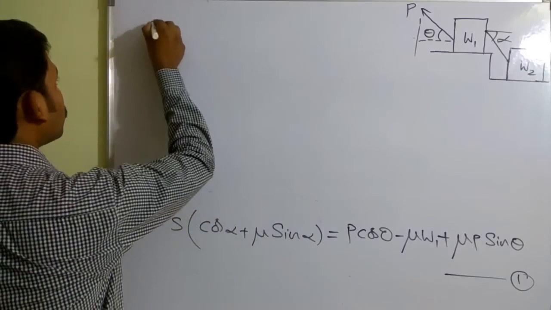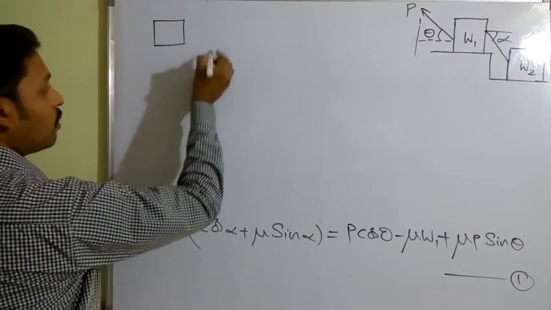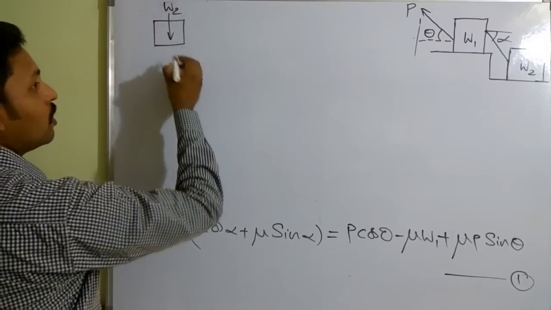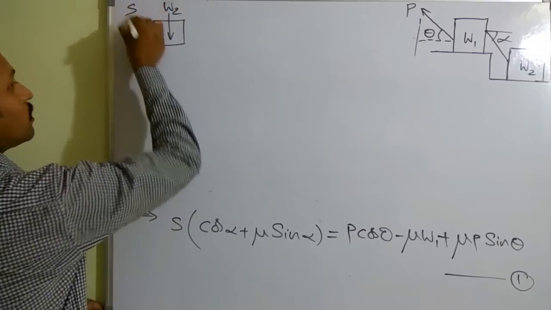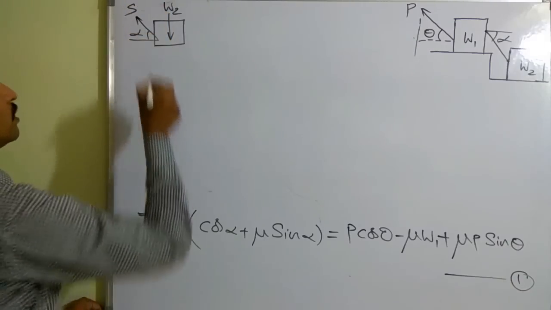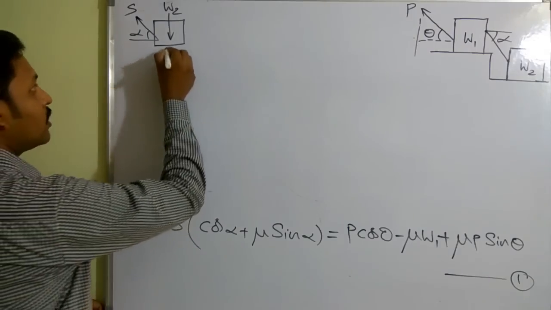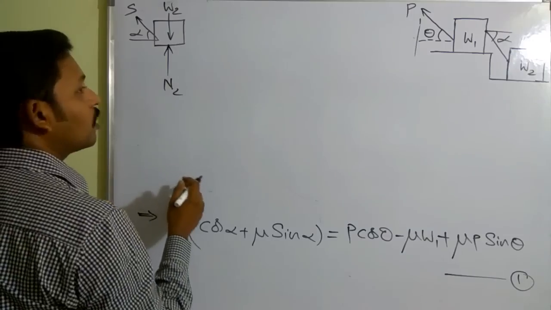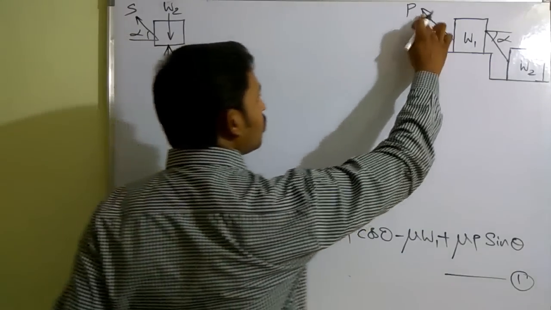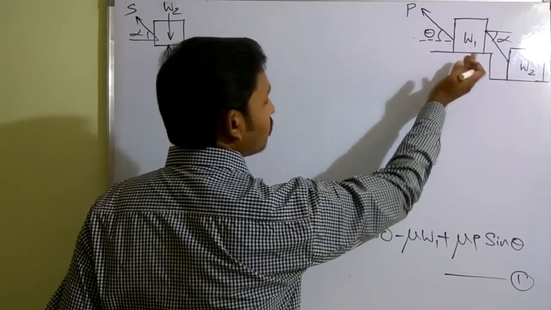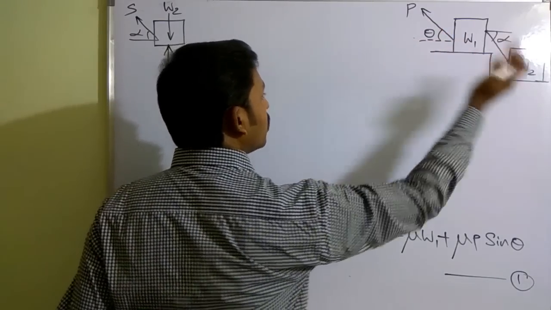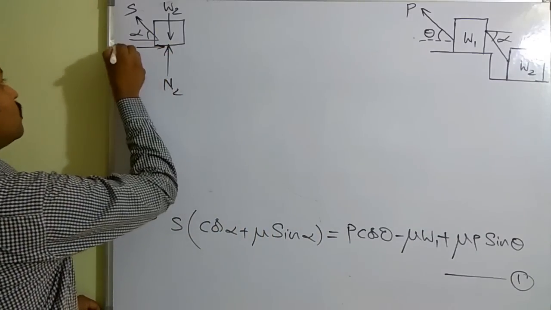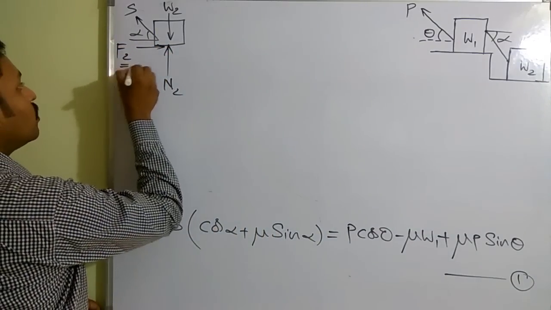Now consider block 2. Weight W2 acts vertically downwards, and along the string the tension is S, making an inclination alpha with the horizontal. The normal reaction acts perpendicular to the surface, in the direction opposite to the downward motion. By the application of force P, if the first block is able to move in the left-hand direction, then block 2 also moves in the left-hand direction. In the opposite direction you need to represent the frictional force F2, which is equal to mu N2.